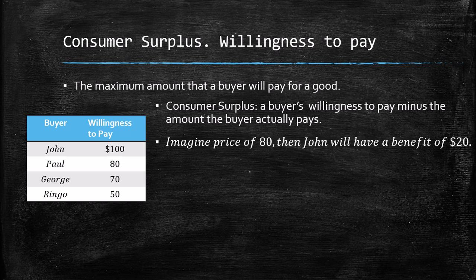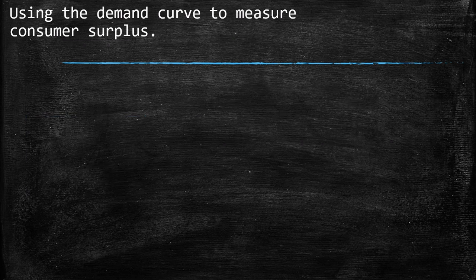In this case, imagine the price is 80. Then John will have a benefit of 20, as we say here. If the price is 80, John will pay 80 for the album because this is the market price, but at the same time he will have a surplus of 20.